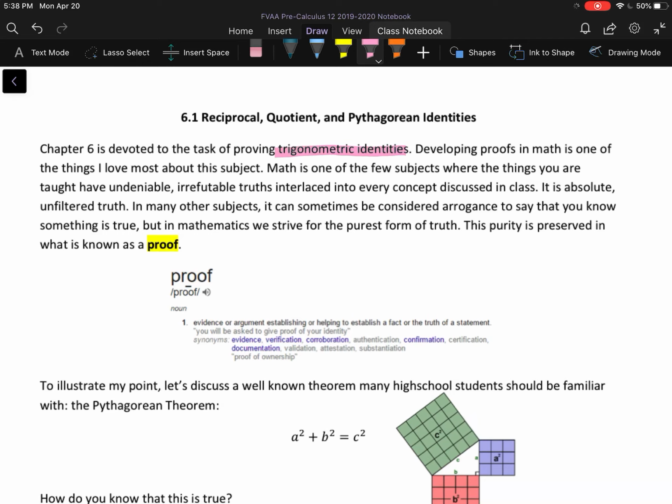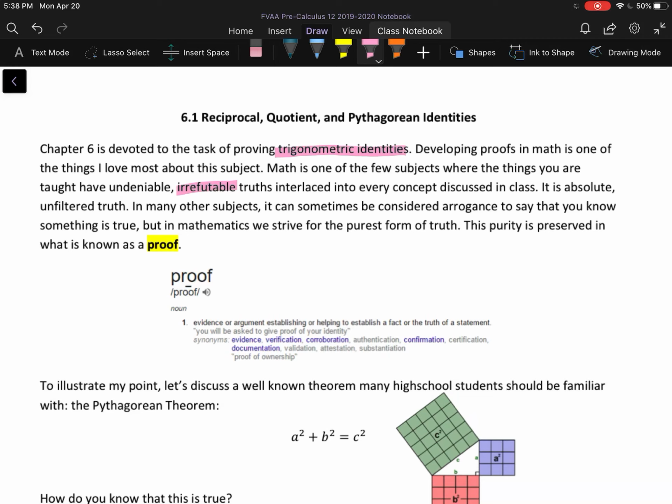And chapter 6 is devoted to the task of proving trigonometric identities. Developing proofs in math is one of the things that I love most about this subject. Math is one of the few subjects where the things you are taught have undeniable, irrefutable truths interlaced in every concept discussed in class. It is absolutely unfiltered truth.